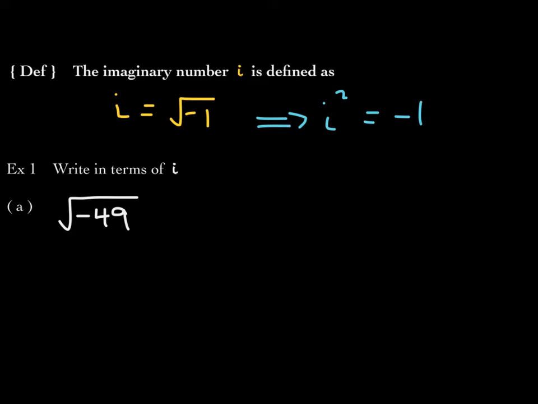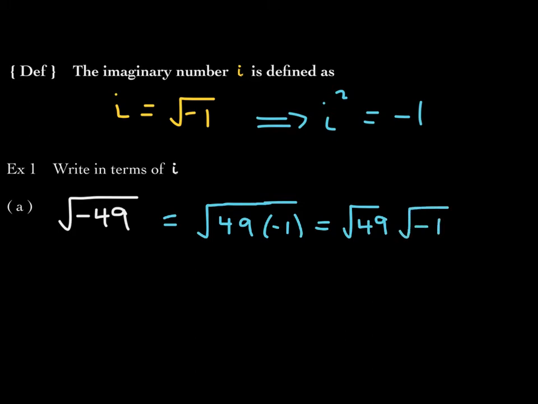Using the product rule for radicals, we can rewrite this as the square root of 49 times -1. And furthermore, it is equal to the square root of 49 times the square root of -1. This is the product rule for radicals. We all know that the square root of 49 is 7, and the square root of -1 is exactly what i is equal to. So the square root of -49 is 7i.